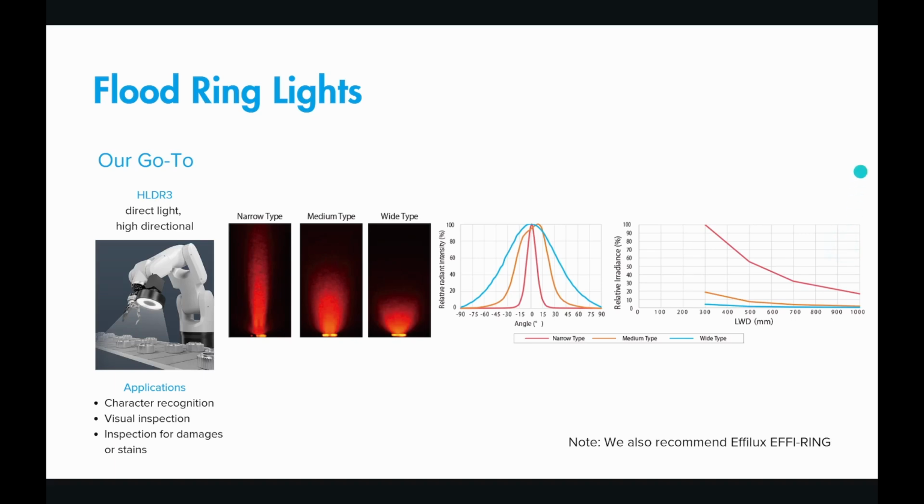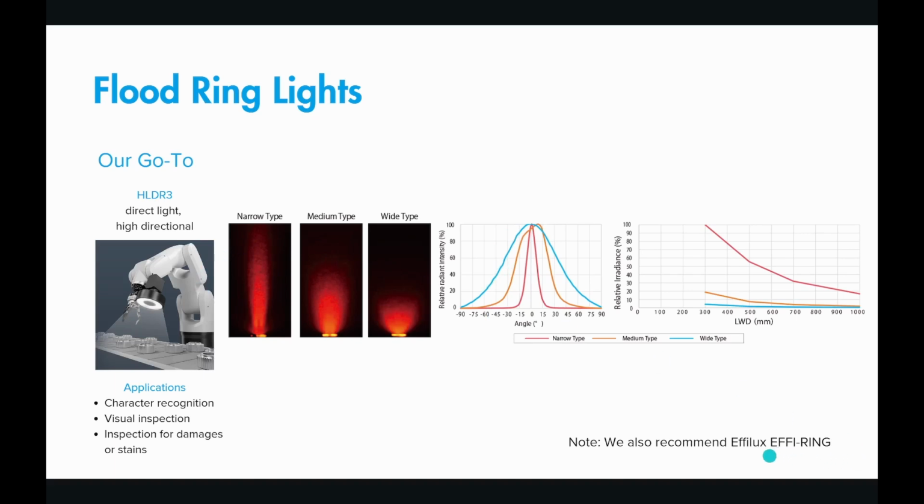Next is flood ring lights, and our go-to for this is going to be the HLDR3 and the FE Lux FE ring. This graph right here is just another way to look at that directional characteristic graph of the angle of the light and then the relative intensity of it. The wide type has more intensity at a wider angle, so you can tell it's a wide type.